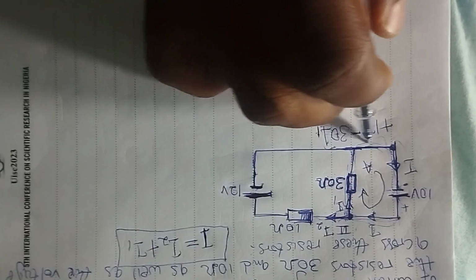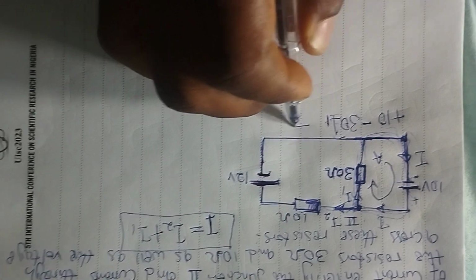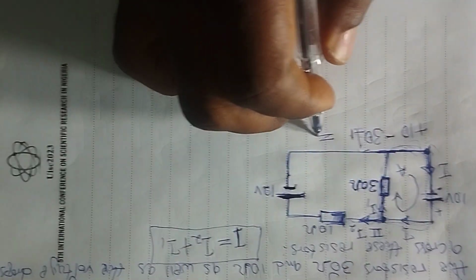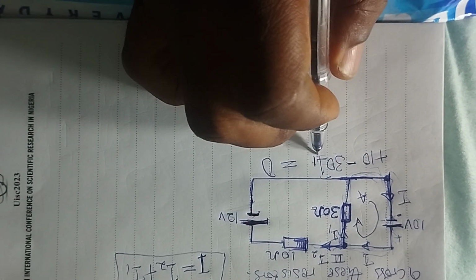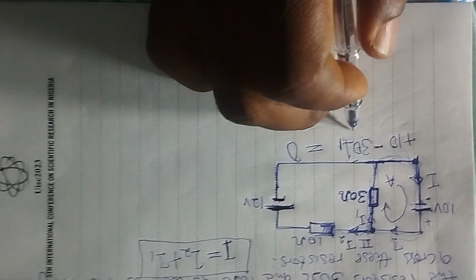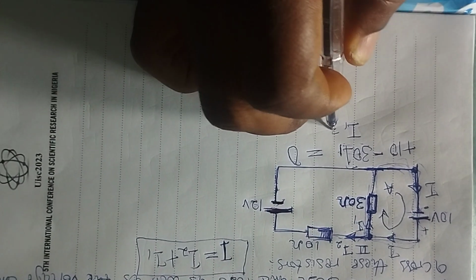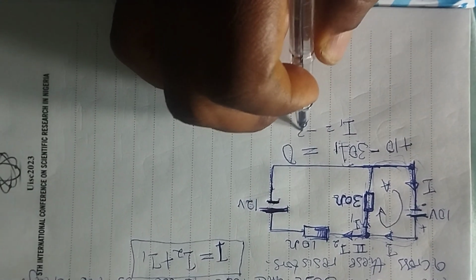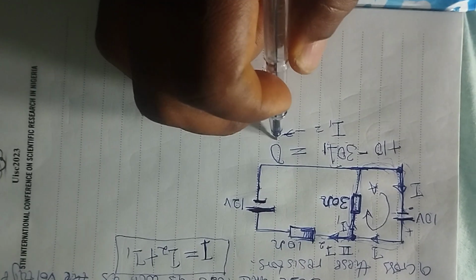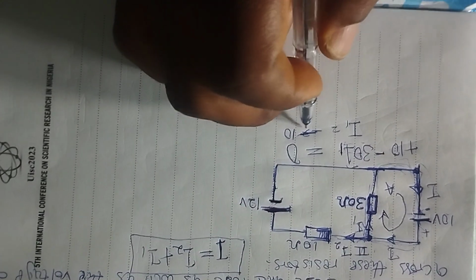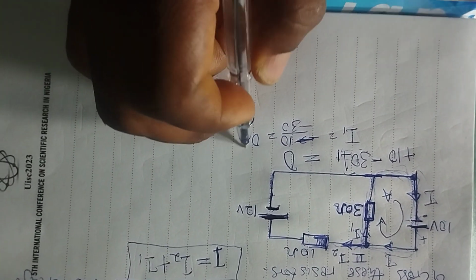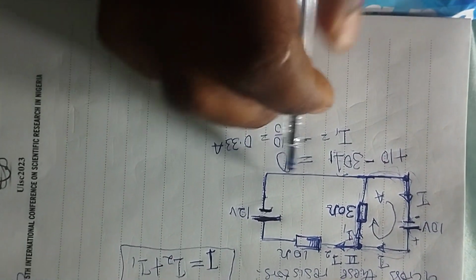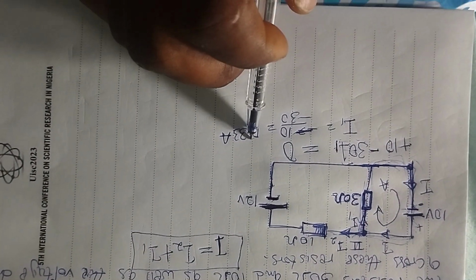Now, there are no other components here, so the whole of this, according to Kirchoff's voltage law, must be equal to 0. Now, I can make I1 the subject of the formula. So I1 will be minus 10 divided by minus 30, which is equal to 0.33 ampere. So that means I1 is 0.33 ampere.